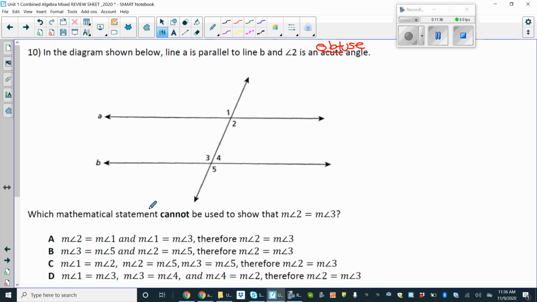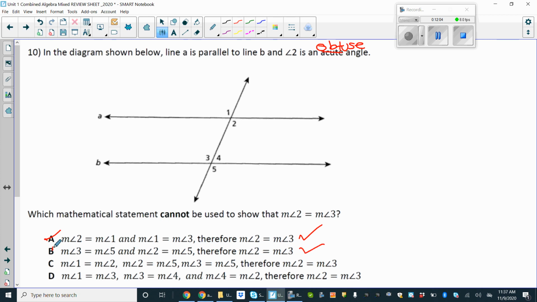They are equal to each other. And 1 is equal to 3, yes, because they are corresponding. Therefore, 2 equals 3. That's correct. Now let's check B. So A is out. Measure of angle 3 is equal to angle 5. That's true, that's vertical. The measure of angle 2 equals angle 5, which is true as well, since they are corresponding. Therefore, the measure of 2 is equal to 3.